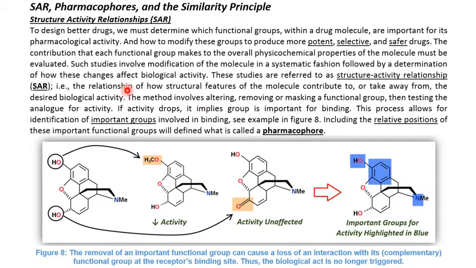Okay, so now we know the importance of these functional groups in forming the intermolecular bonds and how this affects the induced fit and leads to the signal transduction. How can we define what functional groups are important? If you have a drug like that and you have these functional groups, how do you know which functional groups are important? Because once we do, we can modify them and improve the potency, the selectivity, and be able to produce safer drugs.